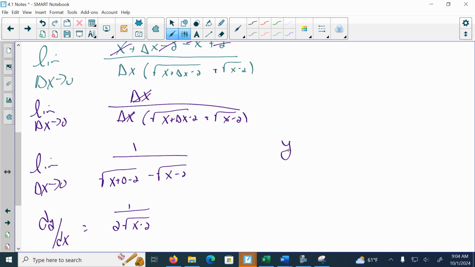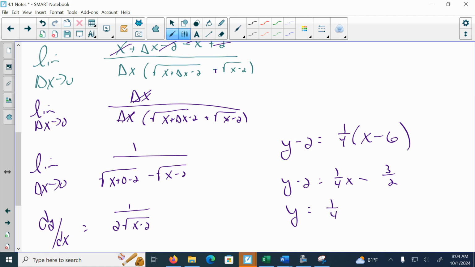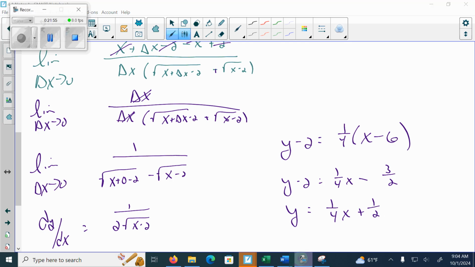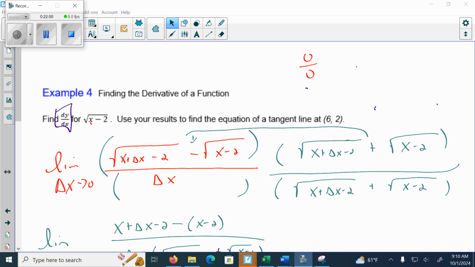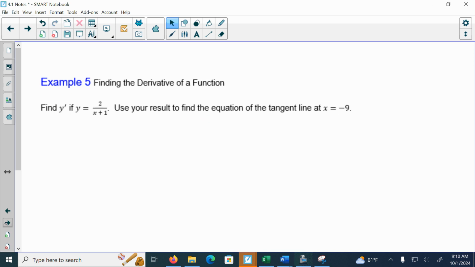So my slope is 1/4, the point is (6, 2). So I'm going to say y minus 2 is equal to 1/4 times x minus 6. So I'm going to have y minus 2 is equal to 1/4 x minus 3/2. I think that's right. Add 2 to both sides. So plus 1/2. Right? Better check my math there on that one. Moving on to the next one.